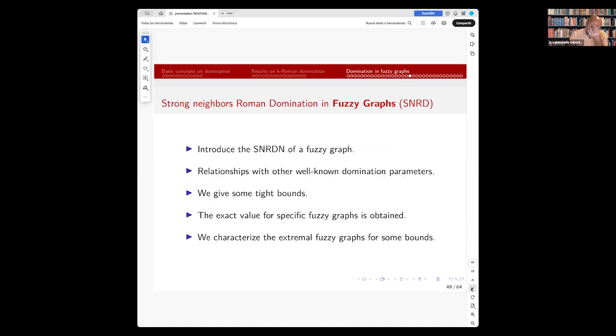Well, so in this work, we have introduced the new concept of a strong neighbor Roman domination number for a fuzzy graph, and we have studied some relationships with other parameters. We are trying to find some tight bounds to compute the exact value for several classes of graphs, which is not, of course, easy in this case. And we try to characterize the extremal graphs for the shown bounds.